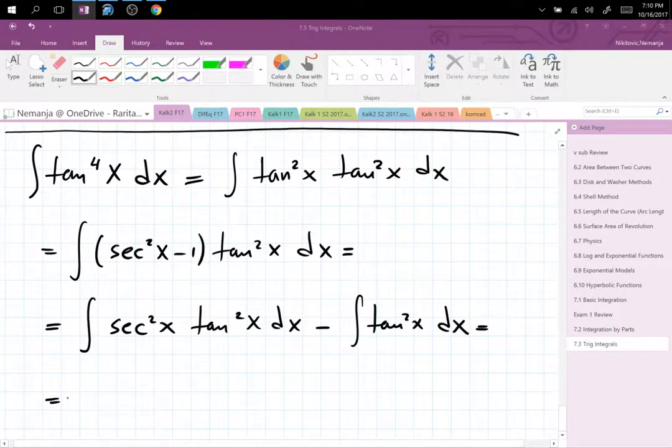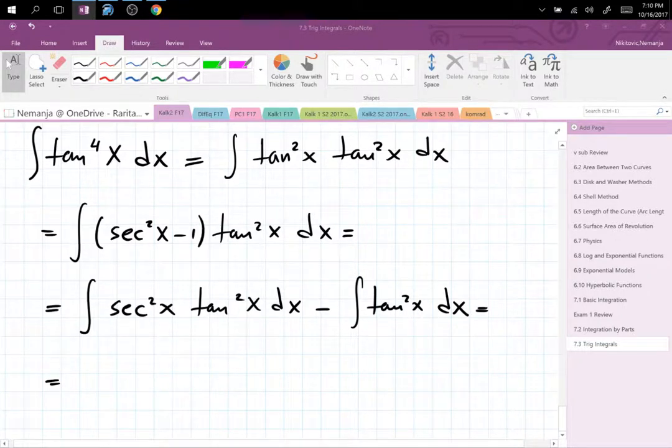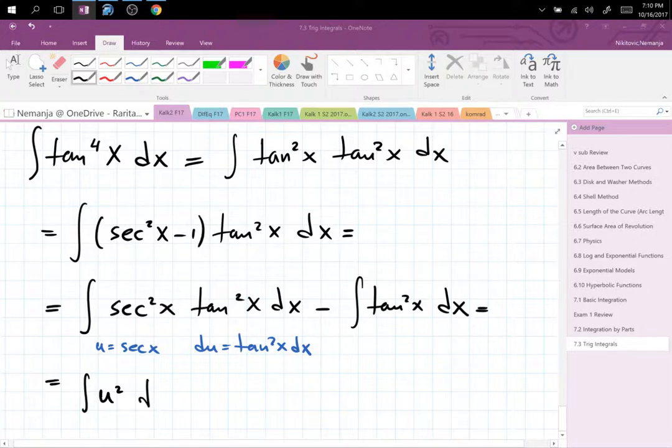And as you can see, the first integral is u sub, right? Is it? The first integral? You have u and you have du. So for the first integral, we write u equals secant x, du equals secant x tangent x dx. So the first integral is u squared du.